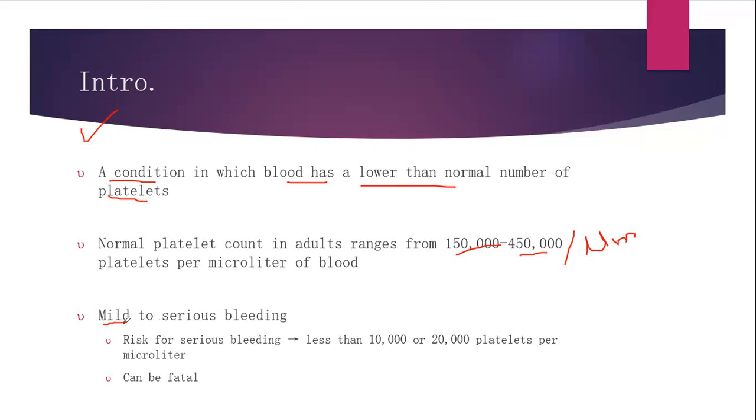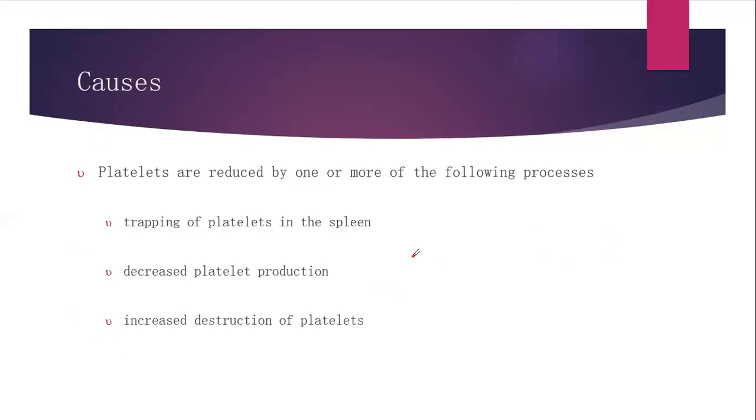So here it is mentioned that mild to severe bleeding can occur. The risk of severe, serious bleeding happens when the number of platelets decreases to 10,000 to 20,000 per microliter, and then there is a huge chance of severe bleeding, and it can be fatal, even leading to death. So this is the introduction of thrombocytopenia: when the platelet count decreases from this normal range, it is called thrombocytopenia, and it can be either a mild case, moderate case, or severe thrombocytopenia. Now, what are the different causes of thrombocytopenia?